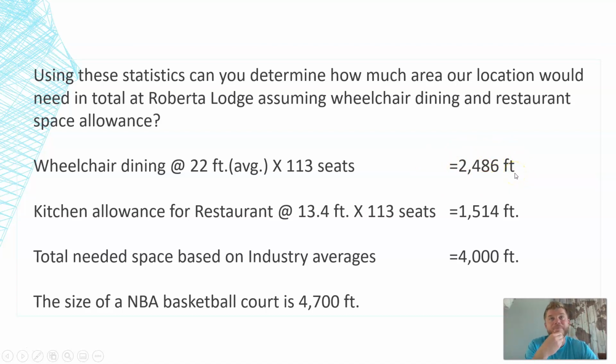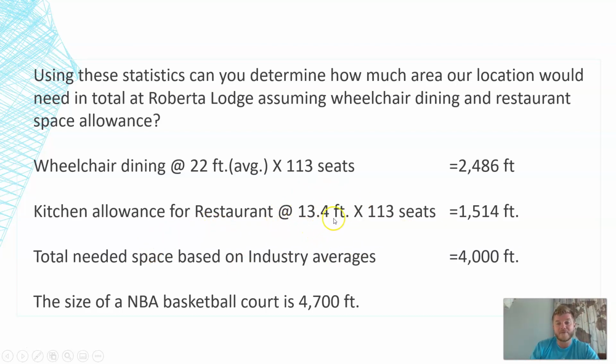Now, when you think about how you would relate that, what's the best way? Some of the classrooms that we've all been in, our typical classroom is usually around 30 feet by 30 feet. So that's 900 square feet. When you think about that, you might need almost 3 of those classroom sizes for that dining area for that wheelchair dining. And then you also have the kitchen allowance.